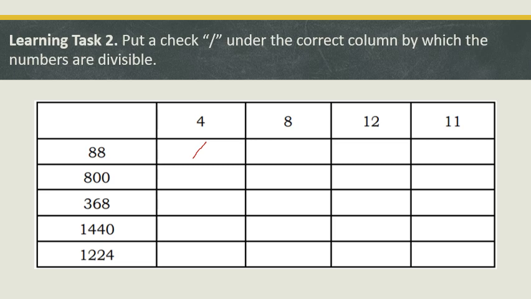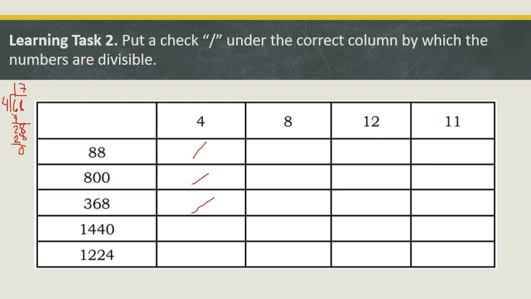Ang 800 nagtatapos sa 2 0. So, siya po ay divisible sa 4. Ang 68 po, so try natin i-divide. So, 68 divided by 4. So, 6 divided by 4 is 1. So, 1 times 4 is 4. 6 minus 4 is 2. Bring down 8. 28 divided by 4 is 7. 7 times 4 is 28. And 28 minus 28 is 0. So, ibig sabihin, walang remainder. So, siya ay divisible sa 4.